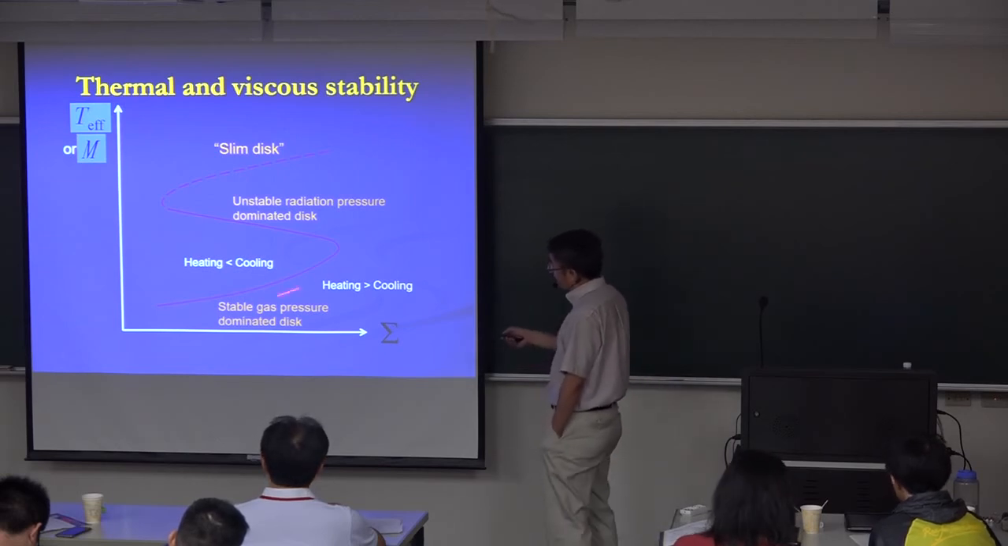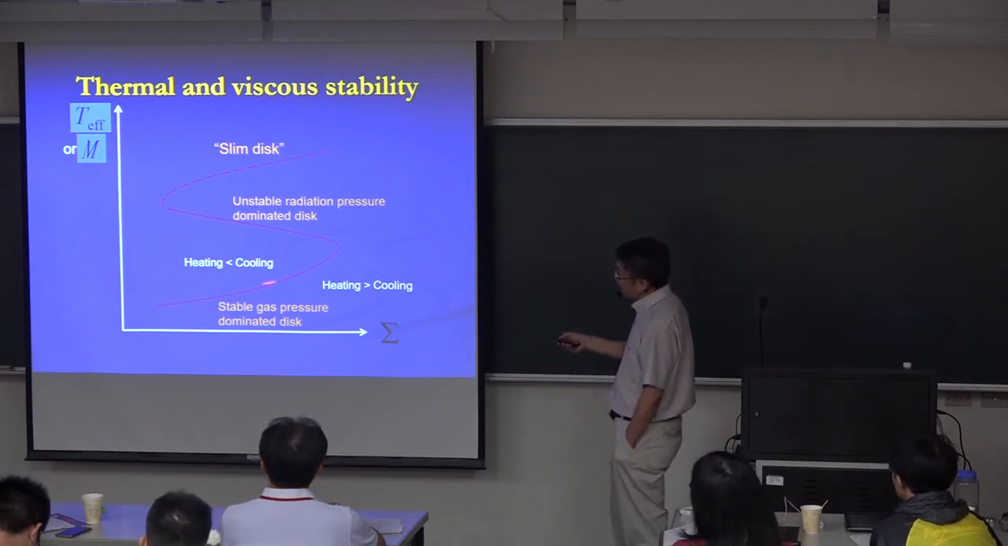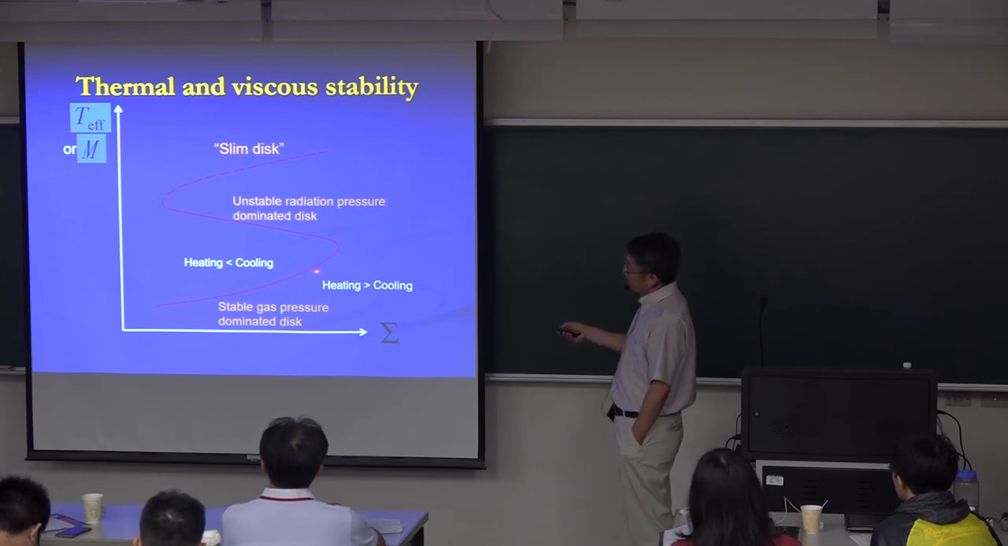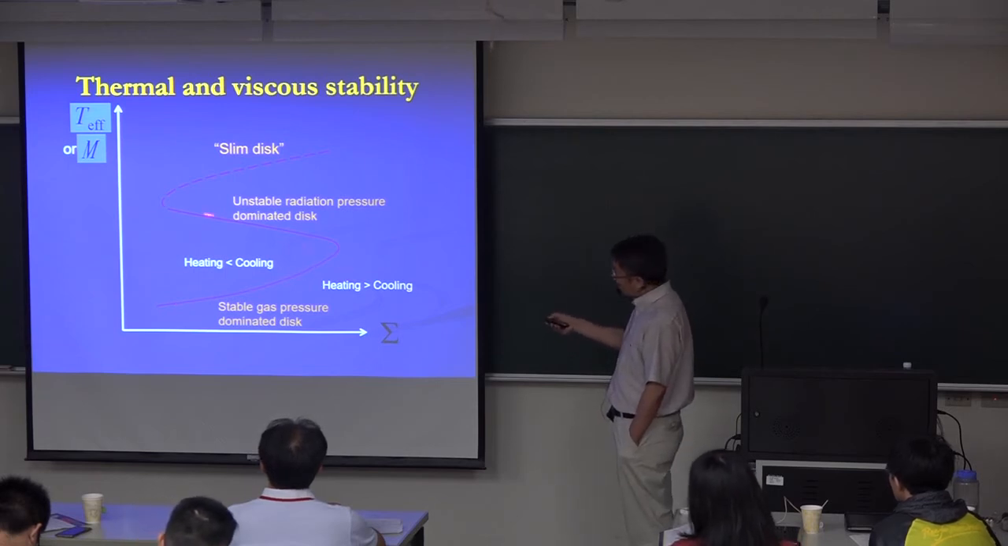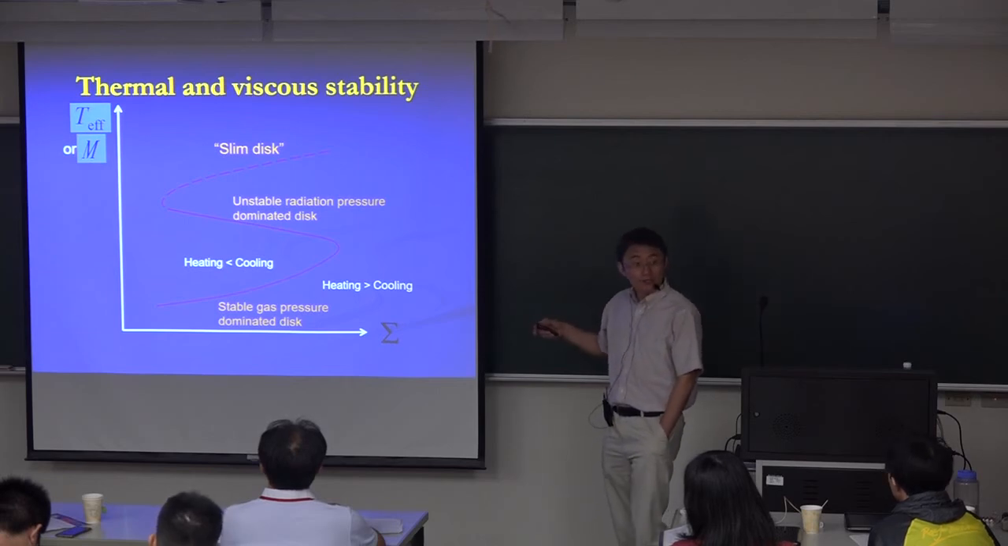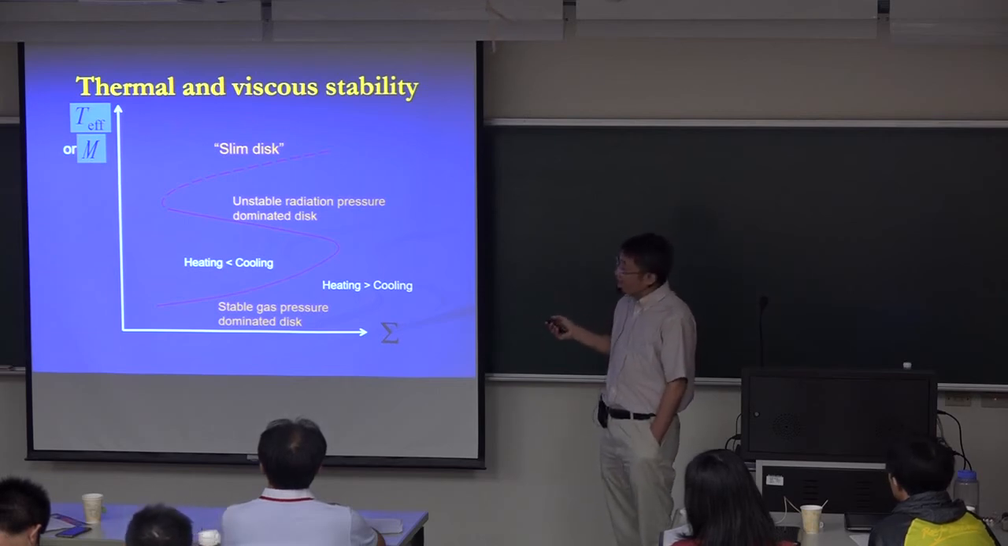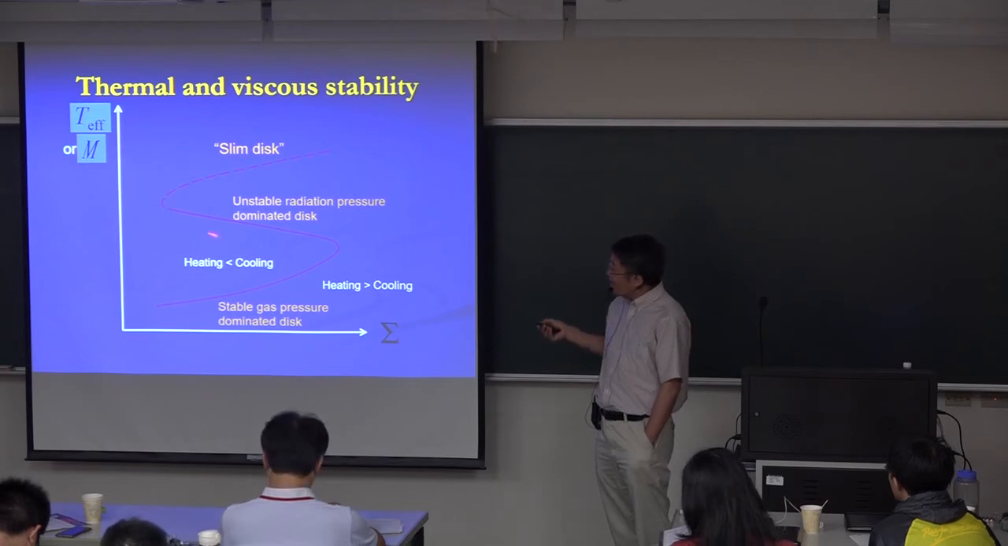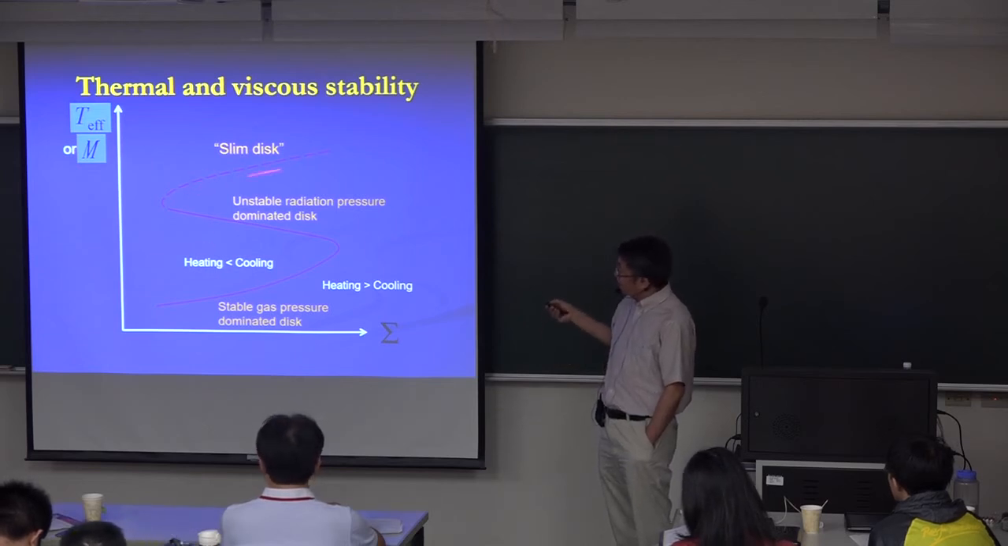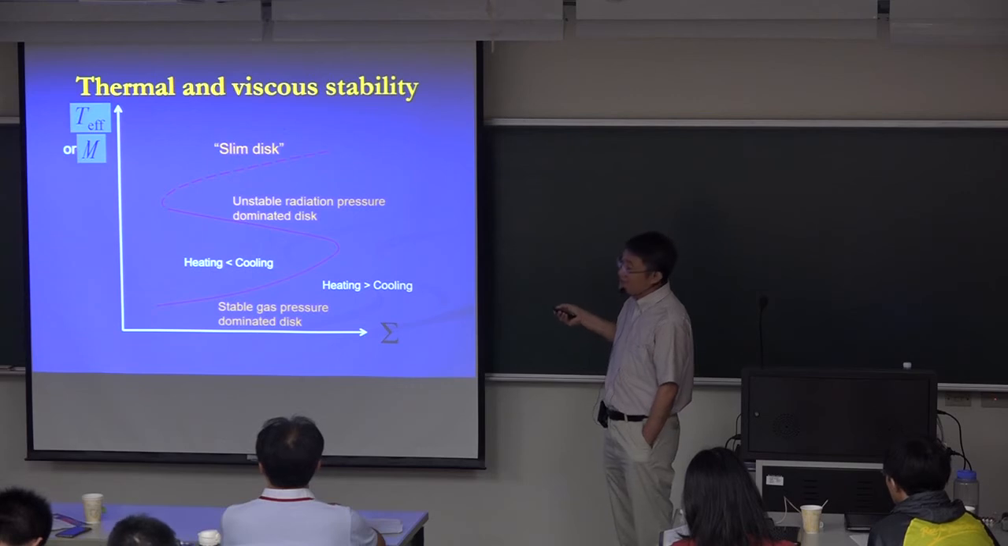So for the standard thin disk, you can see if the accretion rate is not so high, it will be stable. However, in this regime, which is also typical for the standard thin disk, it will be unstable, suddenly unstable. And if they enter into the slim disk regime, they will become stable again.